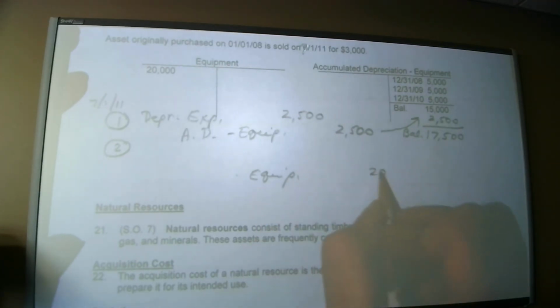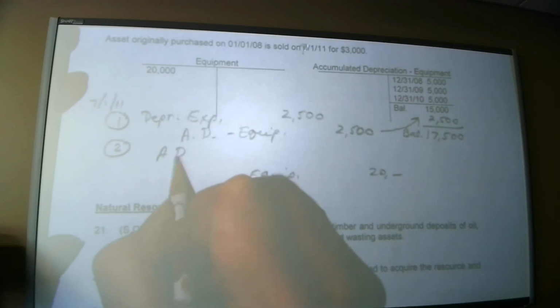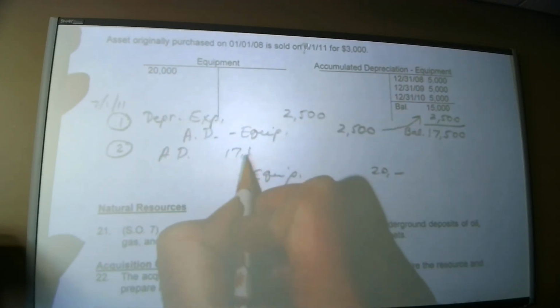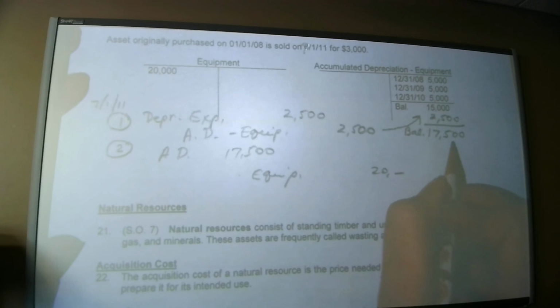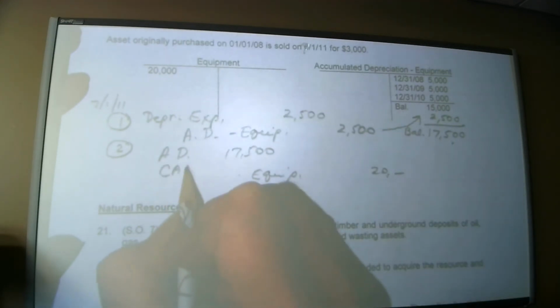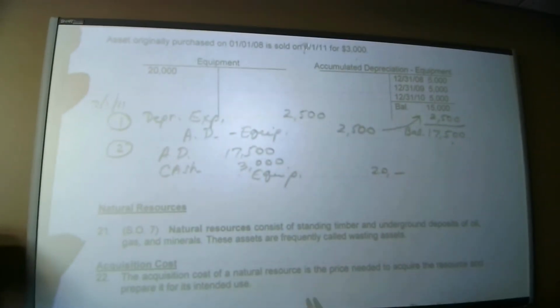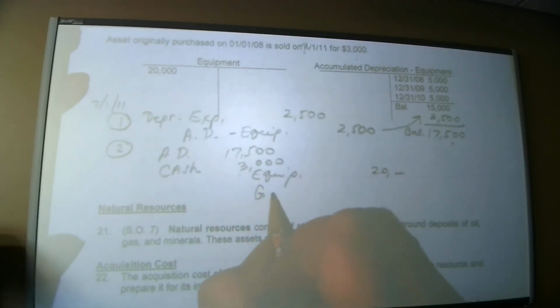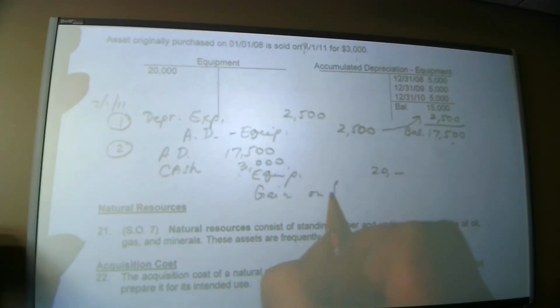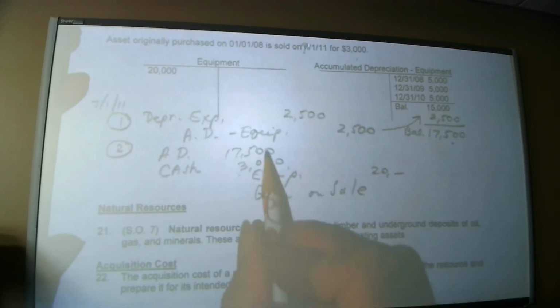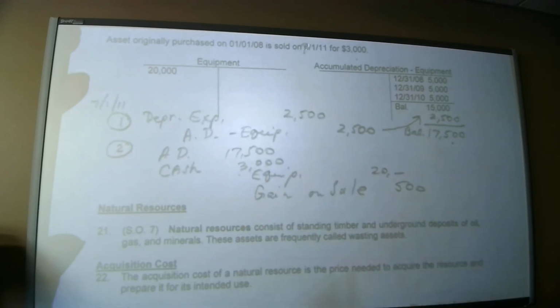Okay, equipment 20, accumulated depreciation 17,500, the new balance. Then cash 3, and then you see what you need, a debit or a credit. And we have a gain on sale, because we are off by exactly $500.